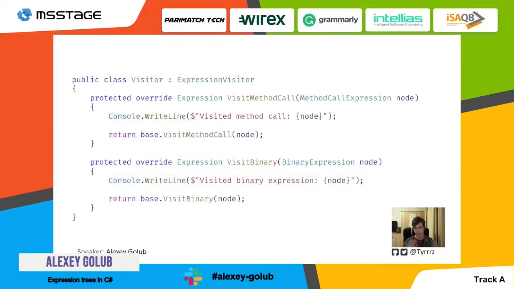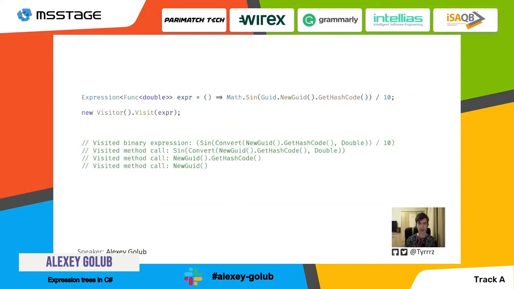So for example, let's assume we have this visitor class that derives from expression visitor, and we just override visit method call and visit binary. So whenever we stumble upon a method call expression, we will just write that to console, and whenever we see a binary expression, we also write that to console too. And to see how it works, let's just see what it provides us with when we run it on this simple expression. So I just created some convoluted expression for the sake of the demonstration.